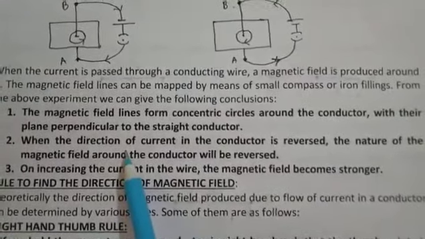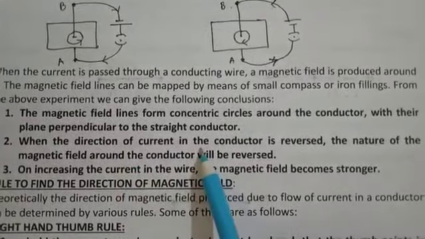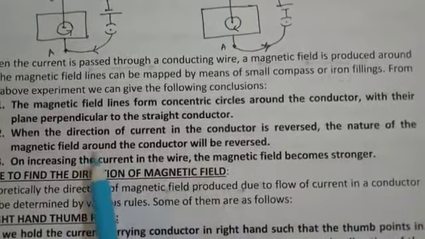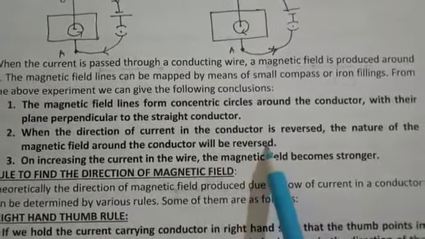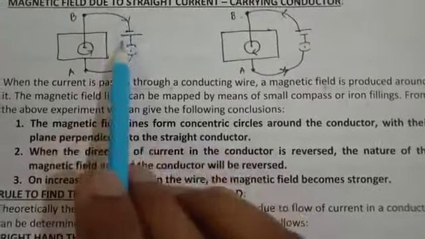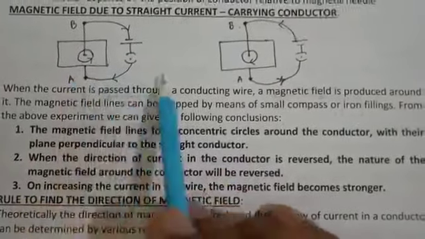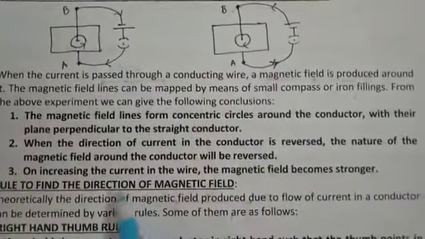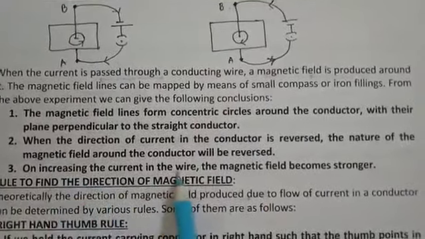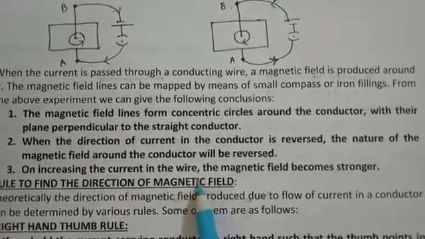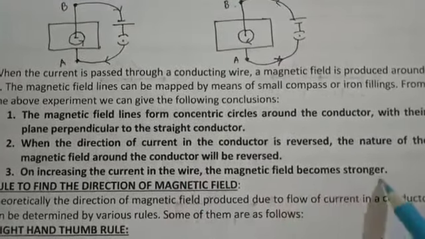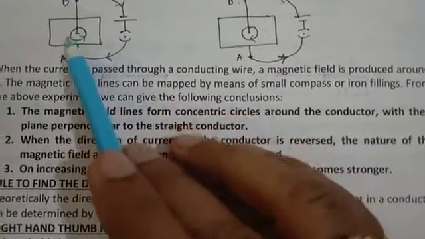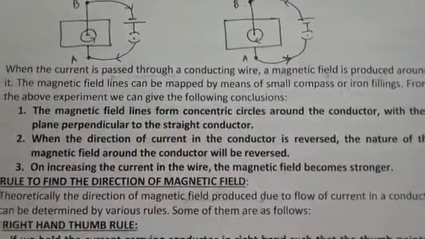Point number 2: when the direction of current in the conductor is reversed, the nature of the magnetic field around the conductor will be reversed. We will find that as we change the direction of flow, the nature of the concentric rings will be changed. Point number 3: on increasing the current in the wire, the magnetic field becomes stronger. So if we pass more current through this conductor, a stronger field will be produced.